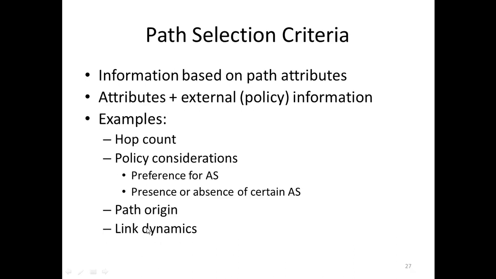The path selection criteria is very simple. You can go with any of these. You can go with the hop count, you can go with the path origin, or you can go with the link dynamics.